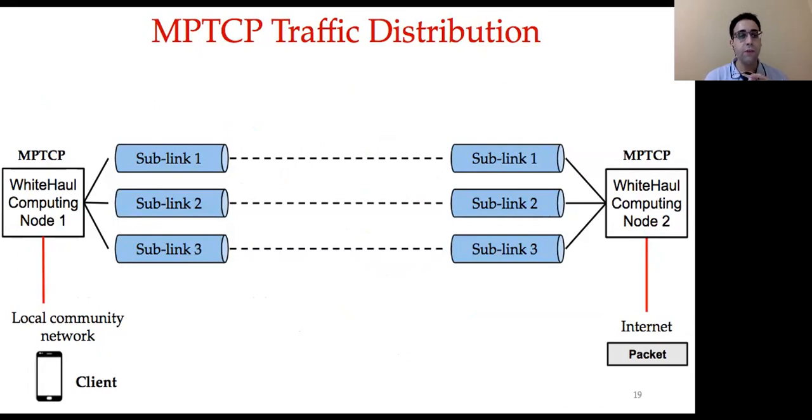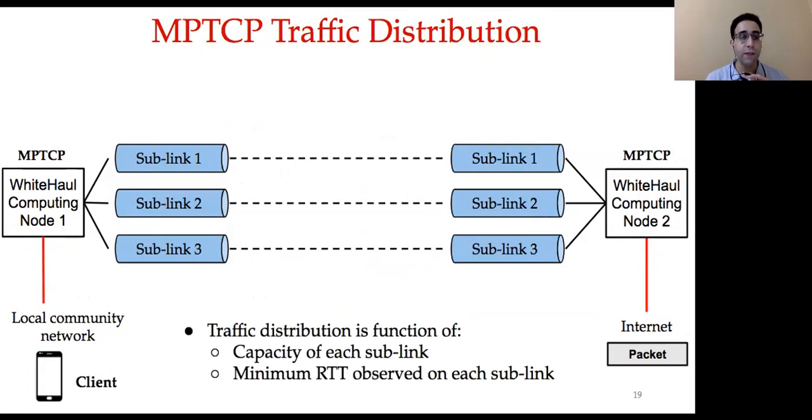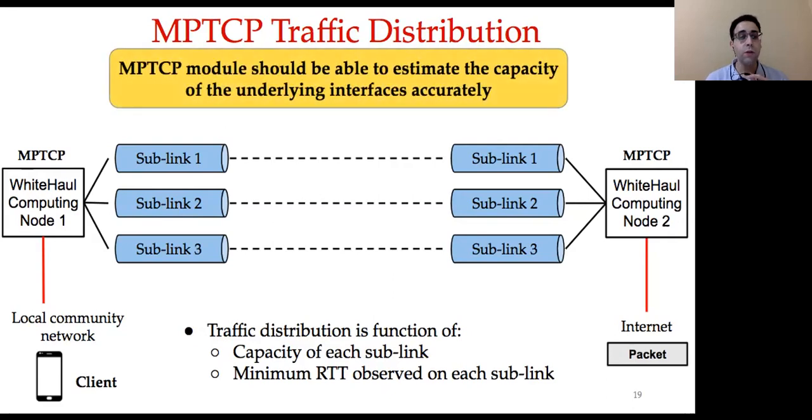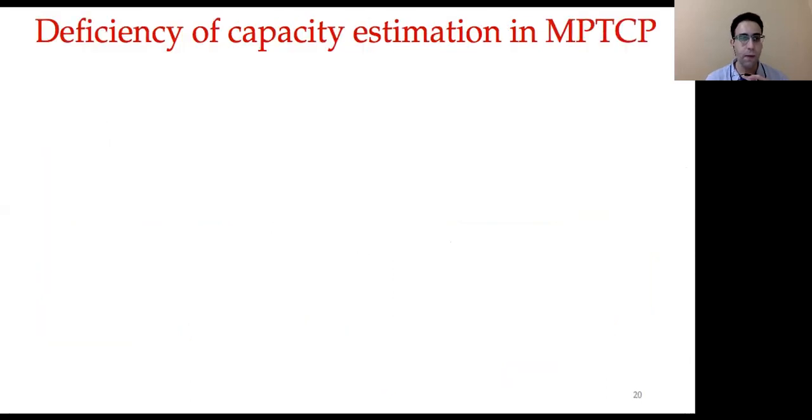One of the key functions of multipath TCP is to distribute the traffic among the underlying interfaces. That traffic distribution is actually a function of each interface's capacity and the minimum RTT observed on each interface. So the key message that we want to deliver here is that in order to fully utilize the underlying sublinks, multipath TCP should be able to estimate the capacity of these sublinks accurately. Multipath TCP relies on the congestion control algorithm to estimate the link capacity.